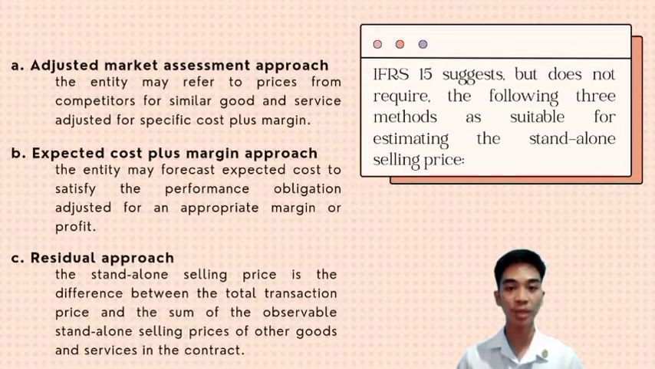However, the use of this approach is restricted to those goods and services for which there is a wide range of selling prices, meaning that these cannot be observed from past transactions or other observable evidence, or in some circumstances in which the selling price is uncertain because no selling price has been set for the goods or services and it has not previously been sold on a standalone basis. Always remember that this approach can only be used when the selling price of the goods or service is uncertain.